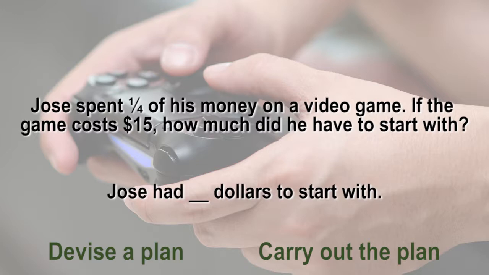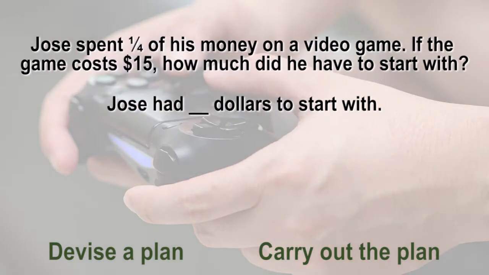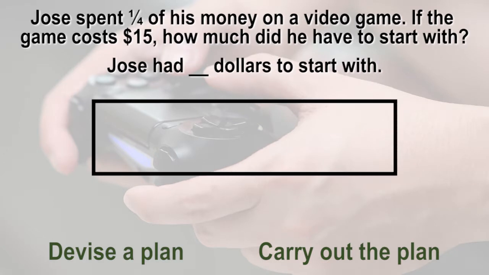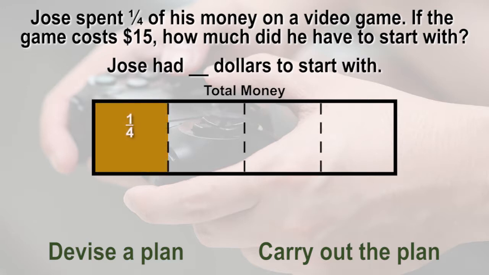Now the second and third steps are devise and carry out the plan. Let's draw a model to represent this problem. This whole bar represents all of Jose's money. This is the amount we do not know yet. It said he spent 1/4 of his money, so let's divide it into 4 sections and shade in 1 to represent 1/4 of the money he spent. We also know that the amount he spent was $15, so let's label this $15.